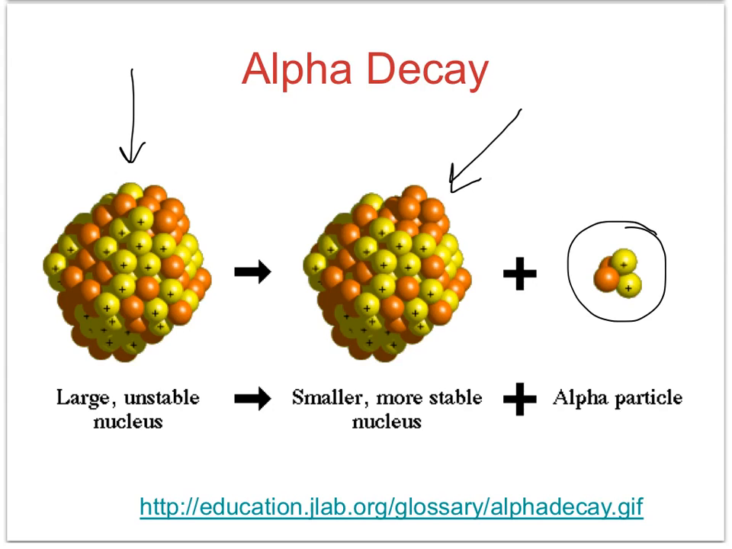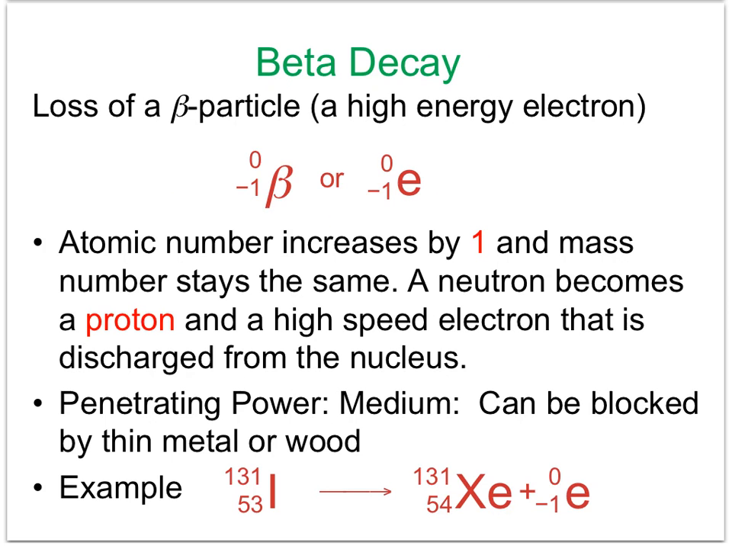The next type of decay is beta decay, and that will be when a nucleus loses a beta particle. A beta particle is basically a high-speed electron. So there's two ways that we can write its symbol. We can use E for electron, or we can use the Greek symbol for beta. Notice that the mass number is 0, and that's because electrons really don't have a significant mass. They do have mass, but not significant, and that it is negatively charged, and the -1 goes down in the lower portion.